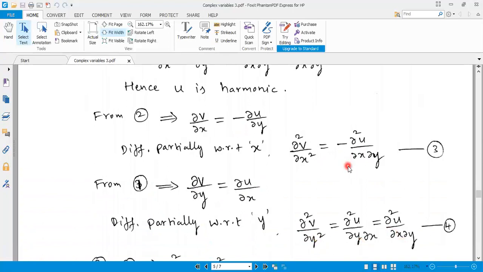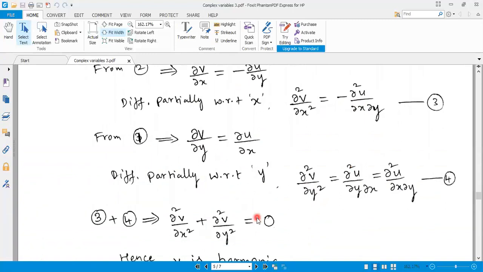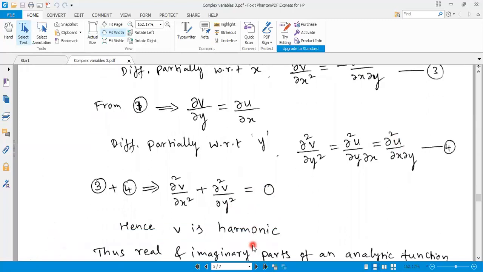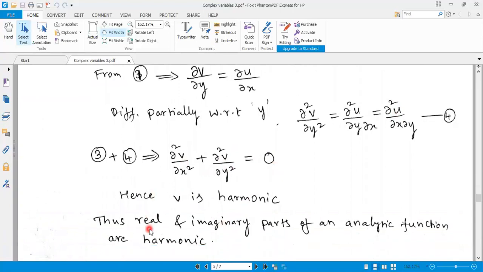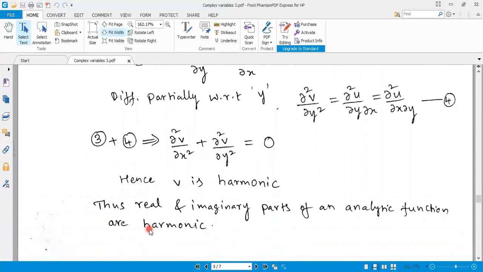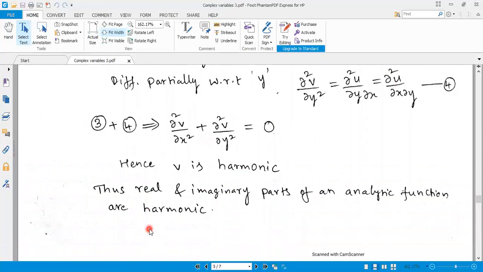After adding equations 3 and 4, we obtain 0, because both the terms get cancelled, minus and plus. Hence, dou square v by dou x square plus dou square v by dou y square equals 0. That means v is harmonic. Thus, the real and imaginary parts of an analytic function are harmonic. Hence the theorem.